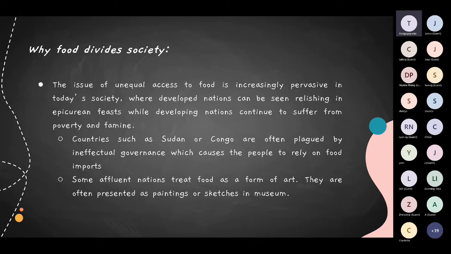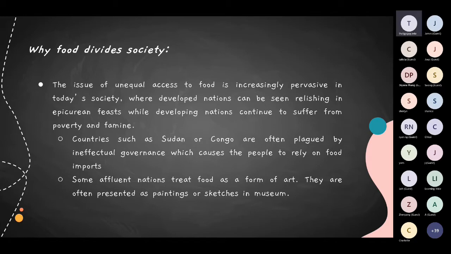This is particularly applicable to the Middle Eastern countries or countries in Africa. Sudan, Congo, they are often plagued with ineffectual governance, because of the governments which are useless. They are corrupted. They squander away national resources. That's why the people have to suffer.